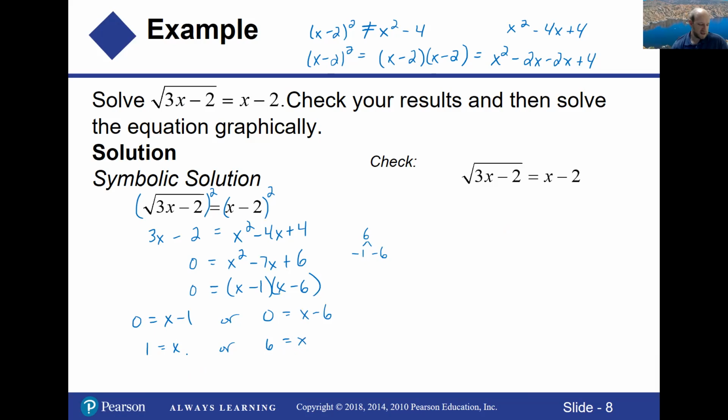Okay, so let's do the 6 first. So let's check the 6. So we're going to go ahead and substitute 6 in for x. And there's a reason why I'm checking the 6 first. So we get this guy. 3 times 6 is 18. 18 minus 2 is 16. 6 minus 2 is 4. Square root of 16 is 4. Okay, so x equals 6 is definitely a solution.